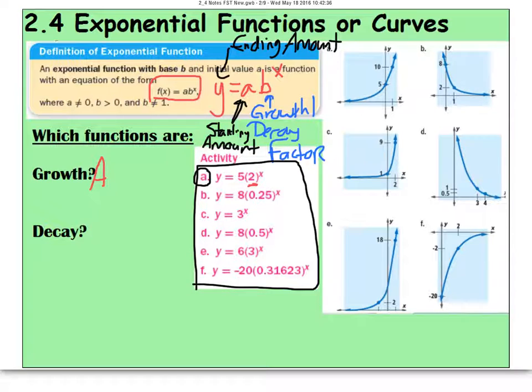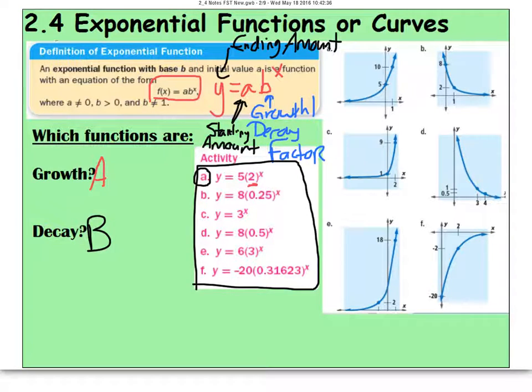If you look at the equation for graph B, you're going to actually look at the factor right away. This factor is less than 1, therefore we can tell it's decay. And if you look at it this way, you're going to actually see it shrink from left to right, so B is a decay function.